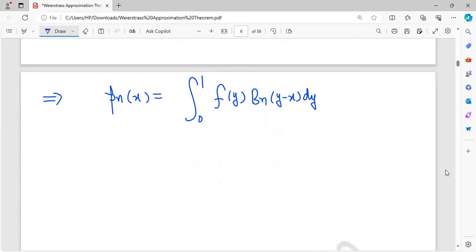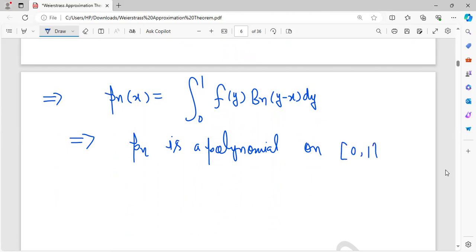So this implies P_n is a polynomial on -1 to 1. So this is a polynomial on 0, 1, because this is f(y) and this is P_n, a polynomial, but the integration is with respect to y. So after solving it, it will be a polynomial. So P_n(x) is a polynomial.